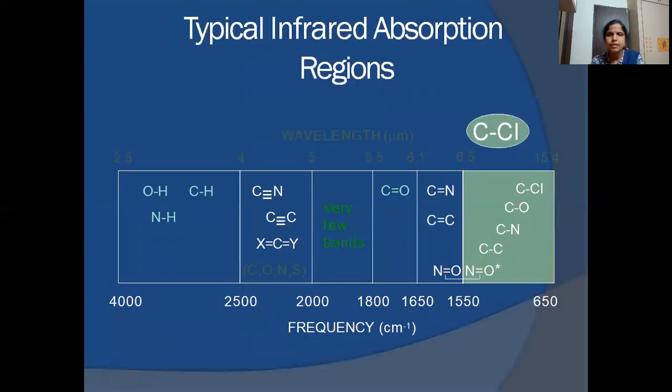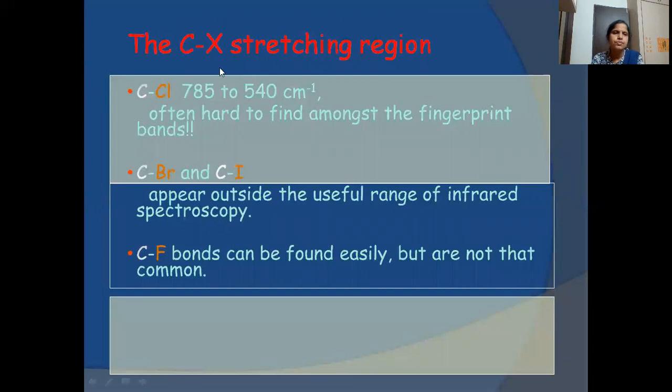Then CCl. Now we have come to the last. We have moved from 4000, and all this we have covered. Now the last is CCl, that is, carbon attached to halogen. In this the region is from 785 to 540, or just remember below 800. From below 800 it starts for carbon attached halogens.